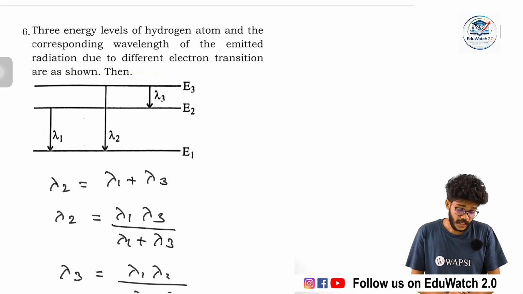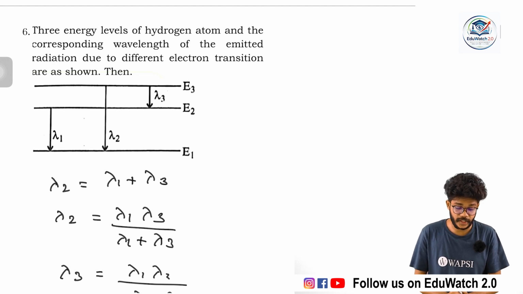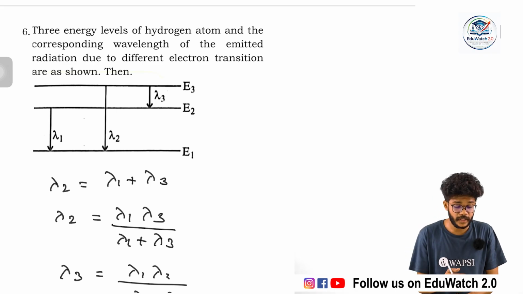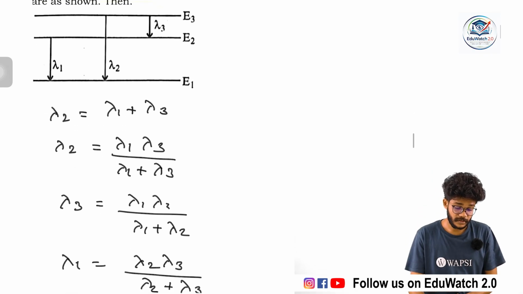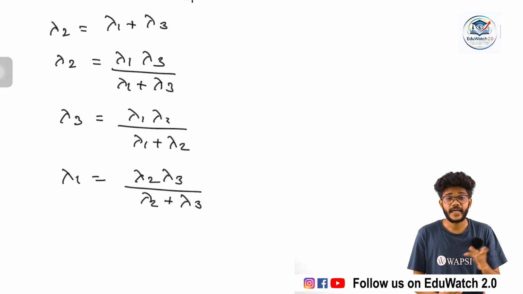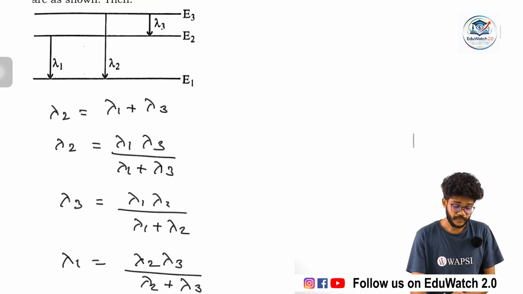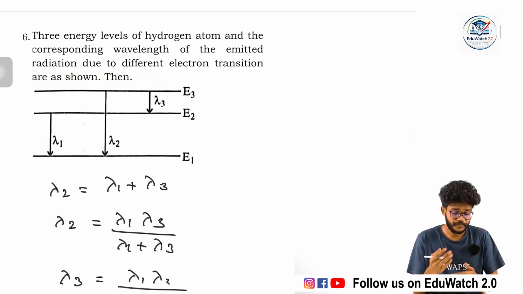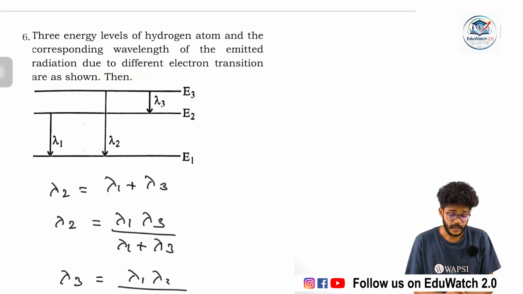Sixth question. Three energy levels of a hydrogen atom and the corresponding wavelengths of the emitted radiation due to different electron transitions are shown in the figure. Then we have four different options connecting them. We have to evaluate that. So from this figure, what can you derive?